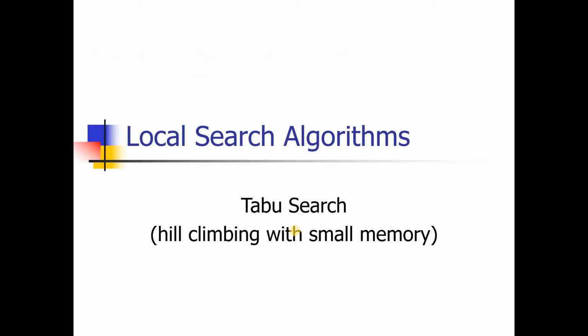Okay. Now the next one that comes is called the Tabu Search. Tabu Search is also a version of hill climbing. So again, remember, hill climbing is the basic local search. Then a little bit of improvement was stochastic hill climbing or simulated annealing. Then there is Tabu Search, which is another improvement.